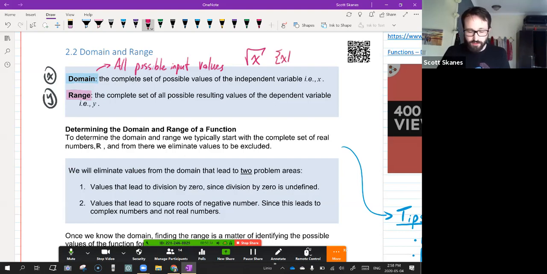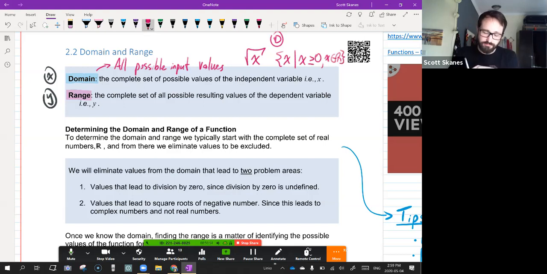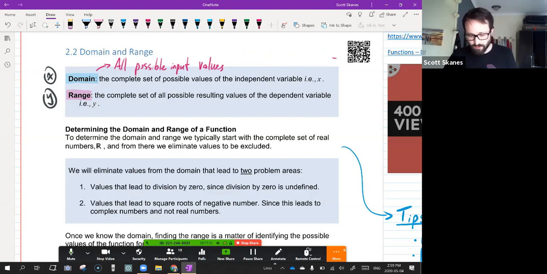But the domain, the way we write this, we say the domain is the set of x values such that x must be greater than or equal to 0, comma, and x can only be real numbers, or it belongs to the real numbers. That's an R, by the way. So that's how we would write that. Now I'm getting ahead of myself, but I just wanted to show you the thought process. I'm going to erase this so it doesn't throw you off.